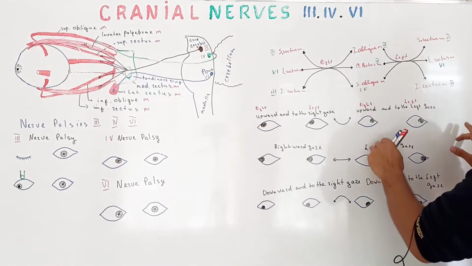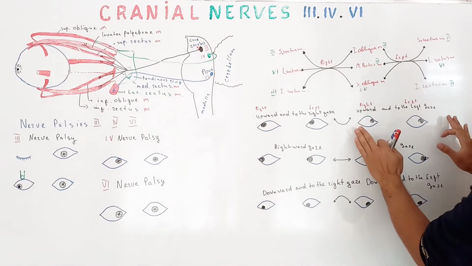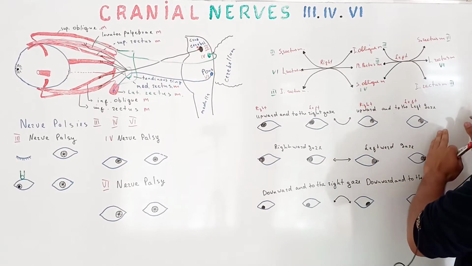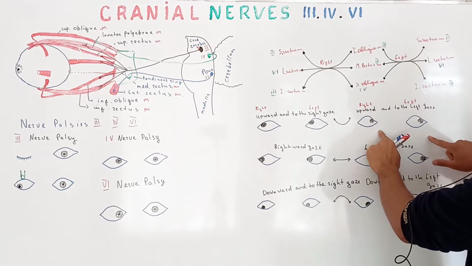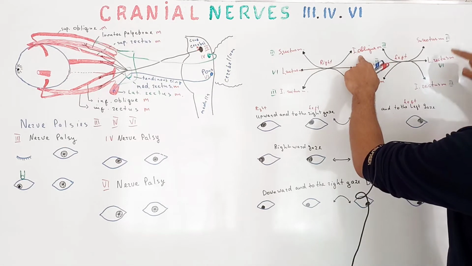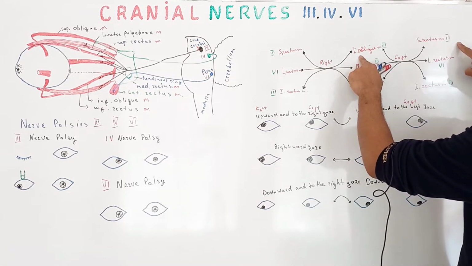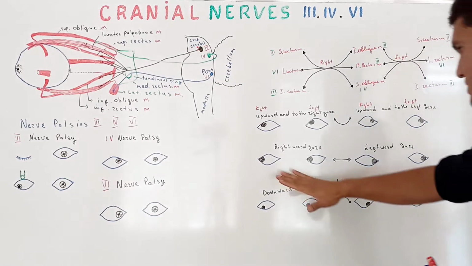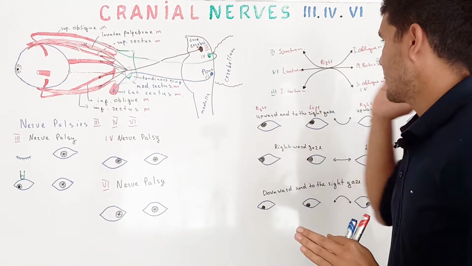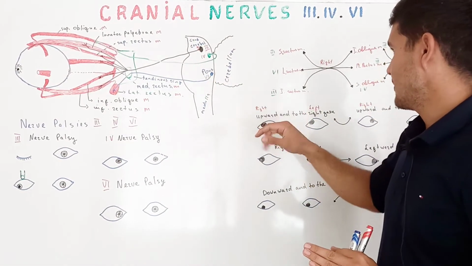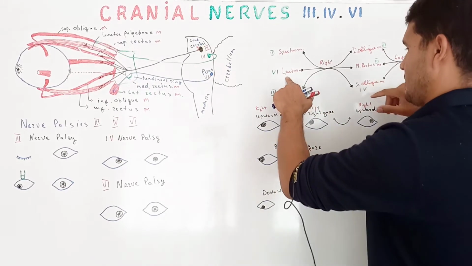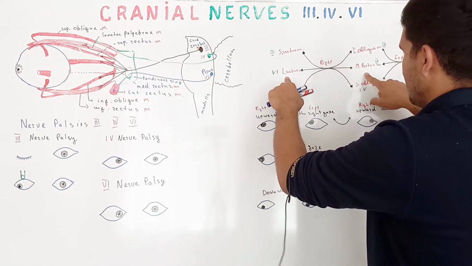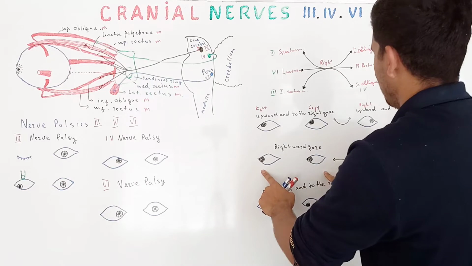Our second type of gaze is upward and to the left. In this position, inferior obliquus muscle and superior rectus muscle act in the right and left eye respectively. Our third gaze is rightward gaze. In the rightward gaze, lateral rectus muscle and medial rectus muscle act in the right and left eye respectively.